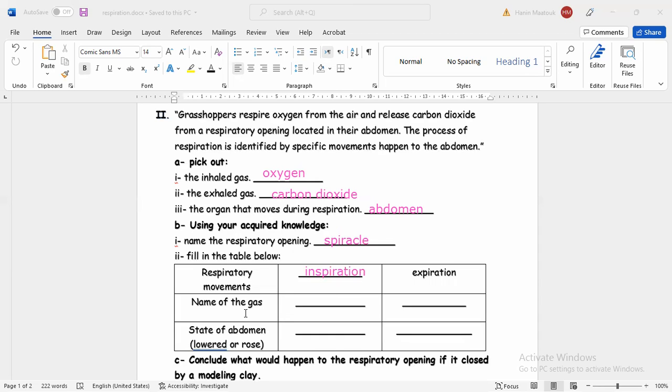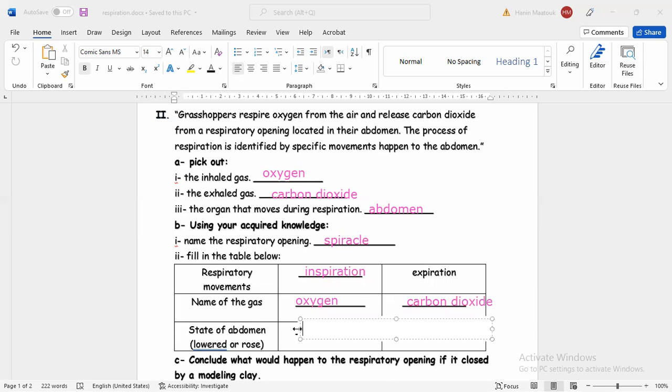We will continue in the column name of the gas. So in inspiration, what is the name of the gas? It is oxygen, the same as in part A, pick out. But I put it here so you can know that we can ask this question in two forms. Now in expiration, the name of the gas, meaning exhale, expiration, it is carbon dioxide. The last one, state of the abdomen. When we say state of the abdomen, it means is it lowered or raised? Is it up or down?